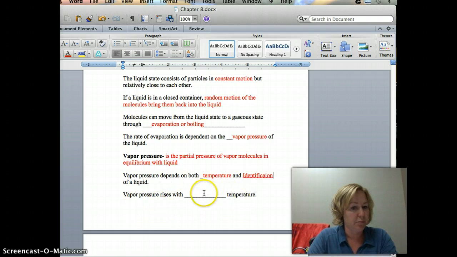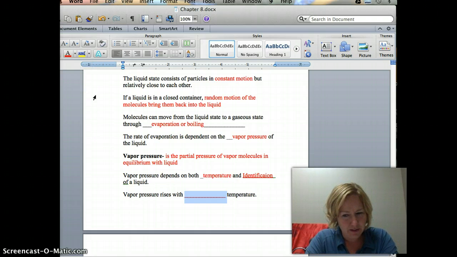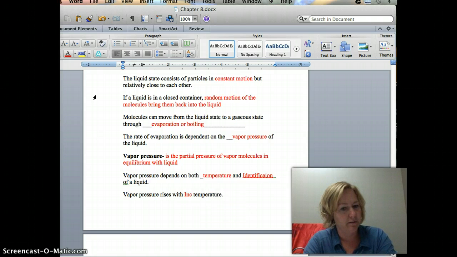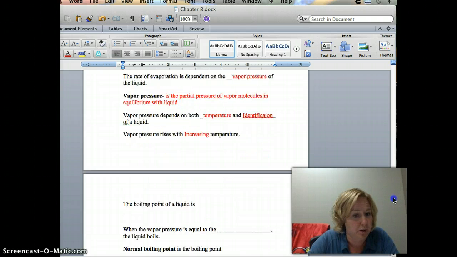So what liquid is it? And what's the temperature? Vapor pressure rises with, okay, just guess this one. Do I really need to write this down for you? No, because you know this, because you're smart. Vapor pressure rises with increasing temperature, right? Obviously, you boil something, it's going to evaporate quicker.